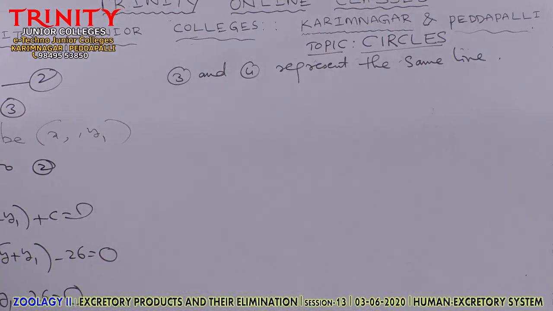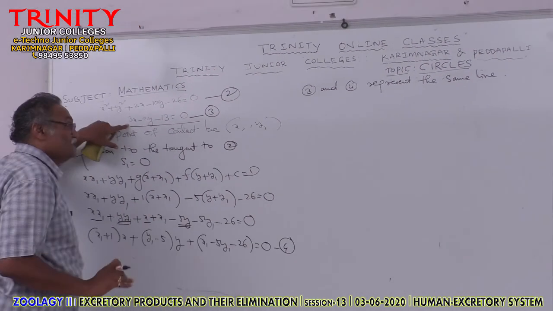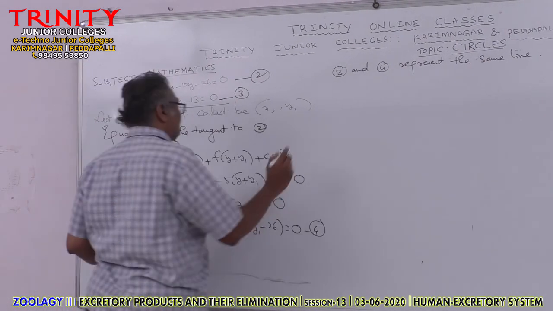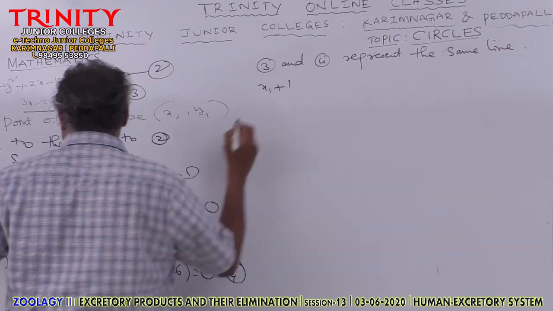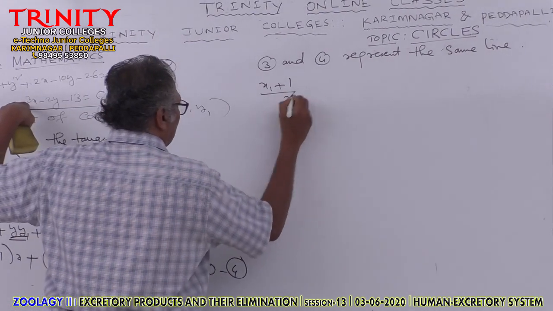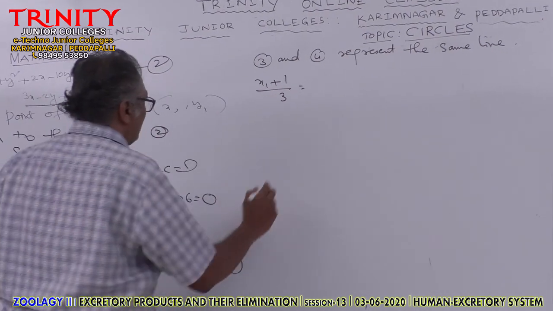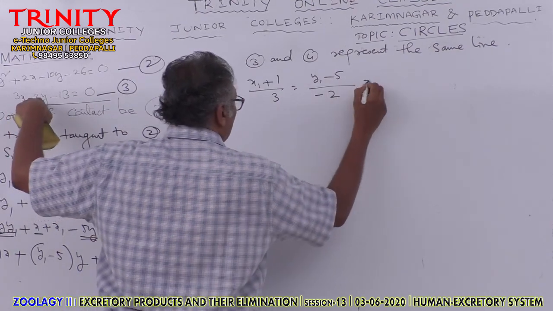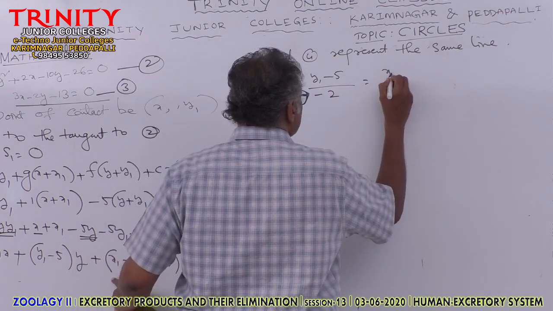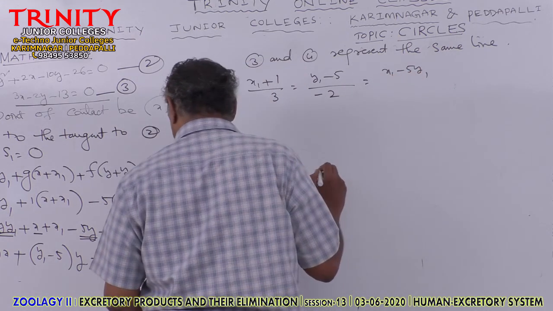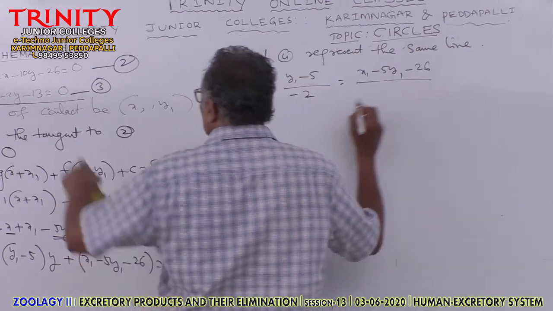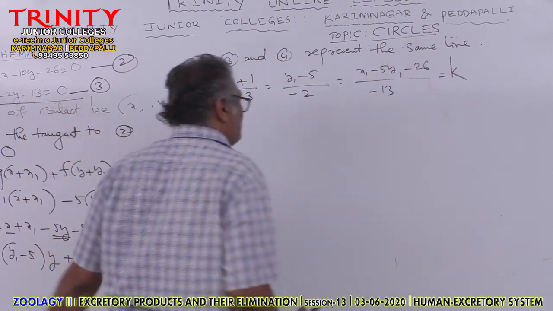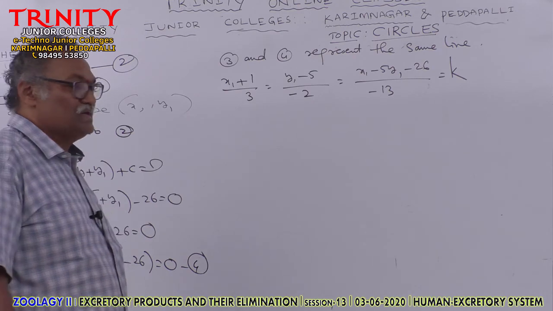These two equations represent the same line. Now, (x1 + 1)/3 = (y1 - 5)/(-2) = (x1 - 5y1 - 26)/(-13). Assume that this equals k.